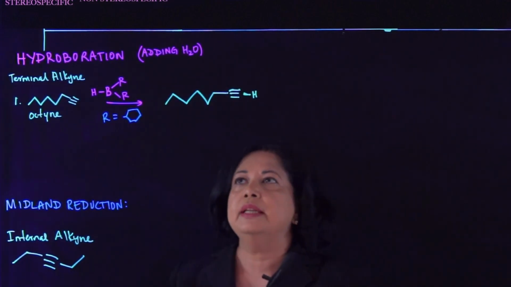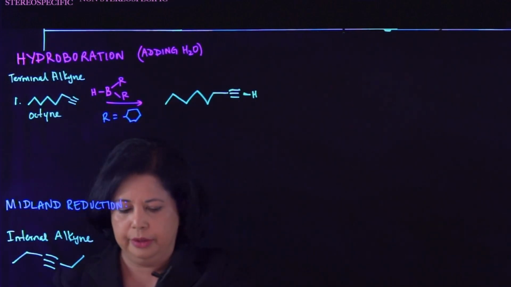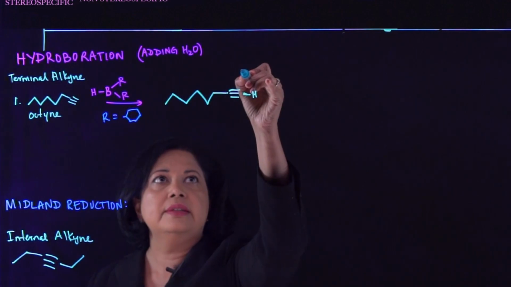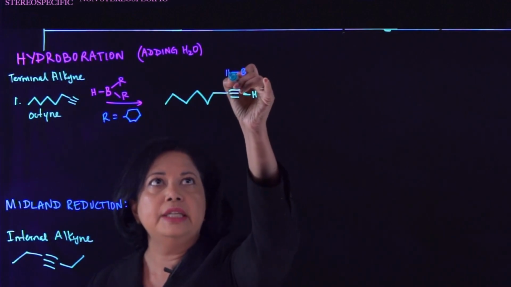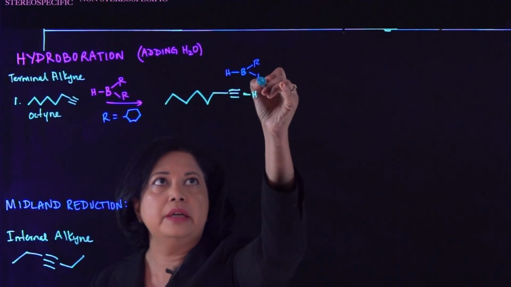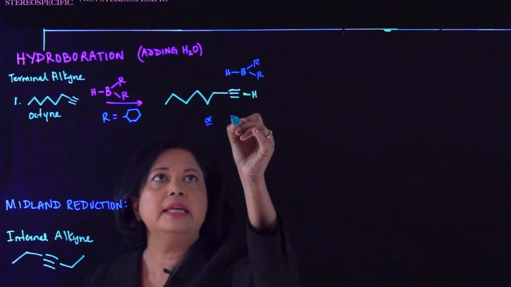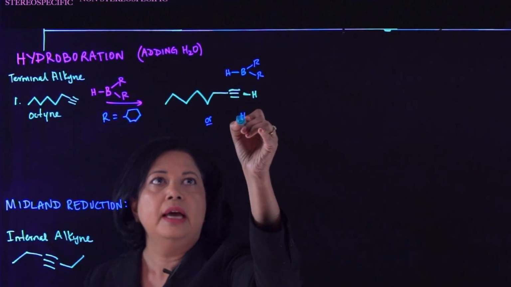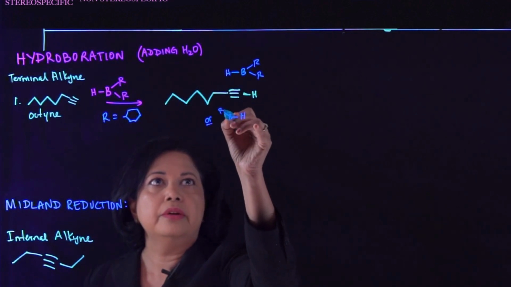So if you bring this BH group here, where do you think it's going to sit? Is it going to sit so that the B is here and the H is here and your R groups are here? Or is it going to sit so that the hydrogen is here and the BR groups are here? What do you think?